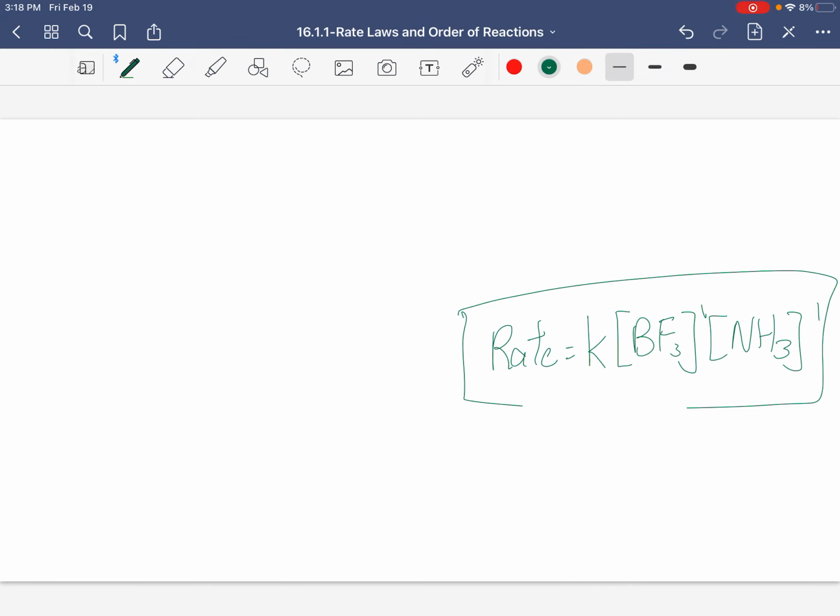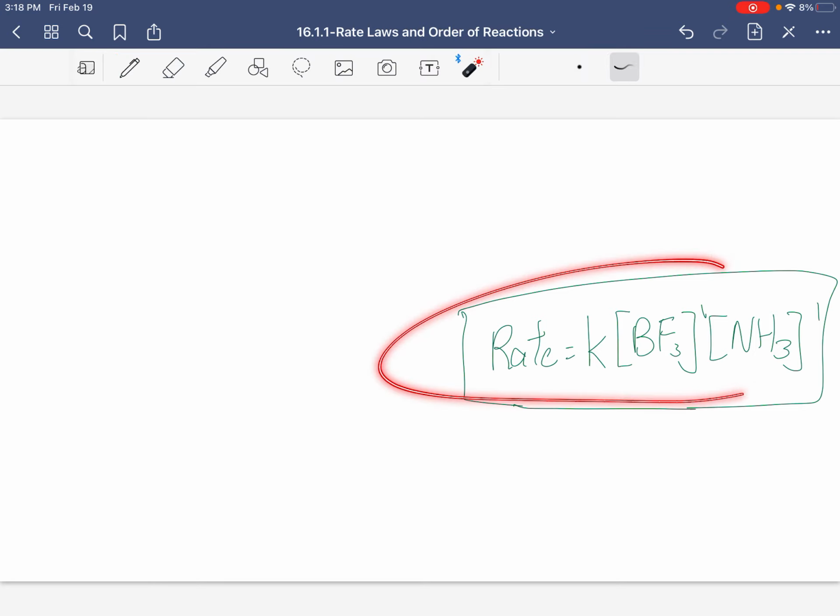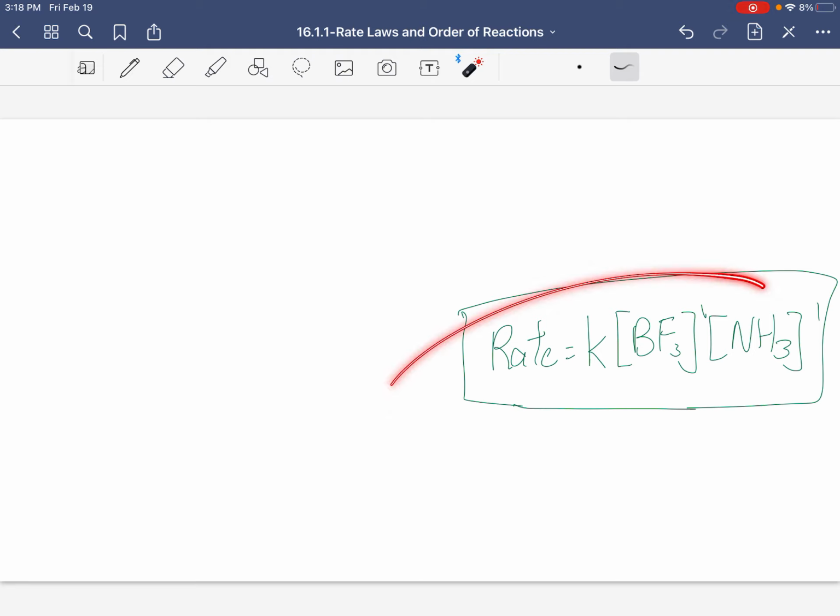So this is the rate expression. Okay, there's a reason why I kept this. This is the rate expression. What you can do right here is go through those experiments, experiment 1, 2, 3, 4, 5, and plug any one of those into this equation right here and solve for K.